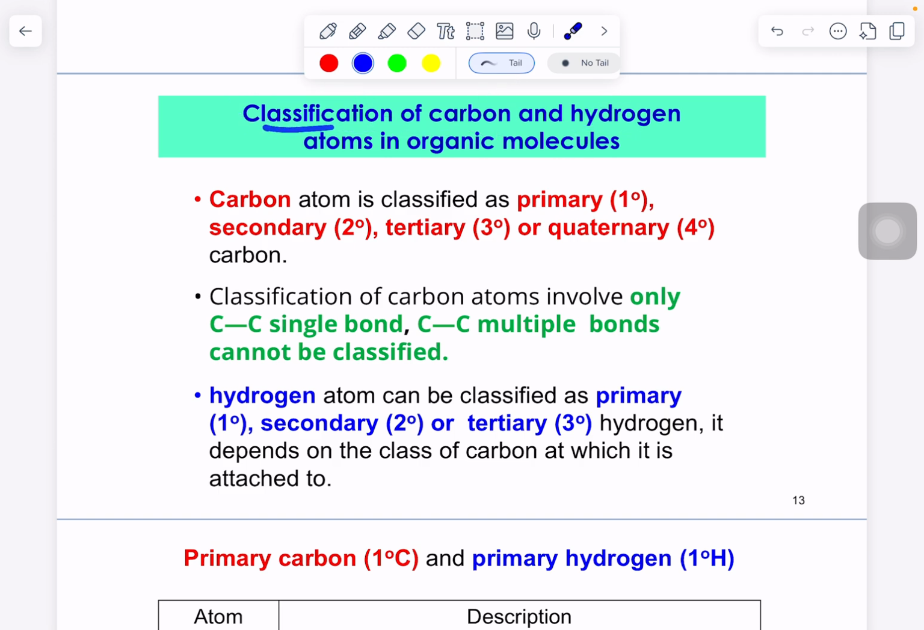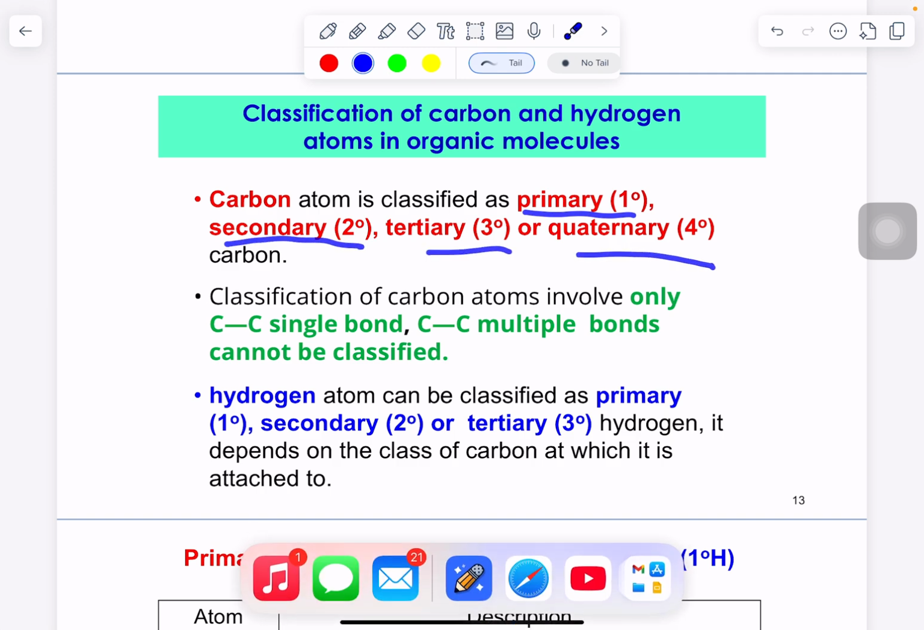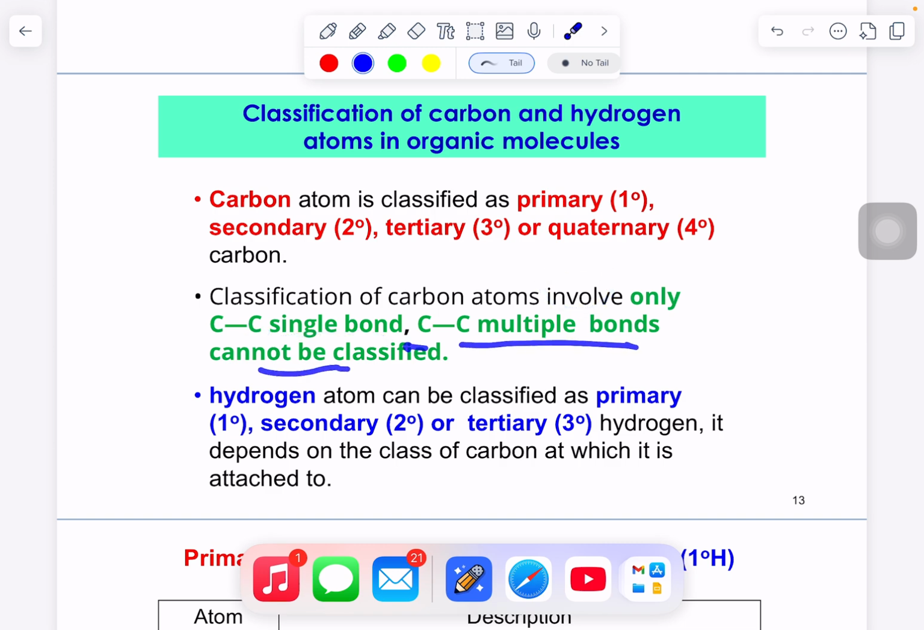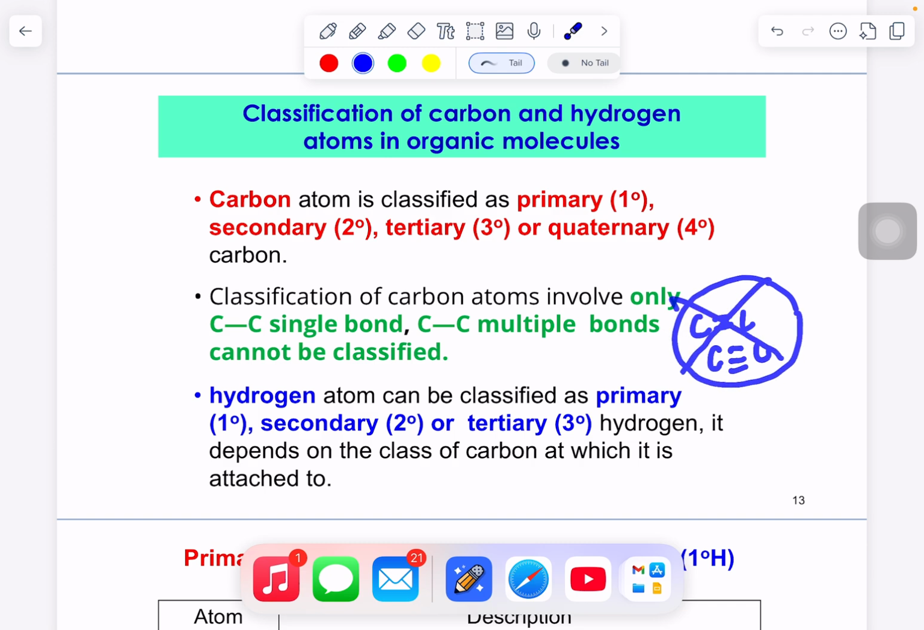How to classify the carbons? You have to check whether the carbon is a primary carbon, secondary carbon, tertiary or quaternary carbon. The classification only involves single bonds. Multiple bonds cannot be classified. What is the meaning of multiple bond? Multiple bond means carbon with a double bond or carbon with a triple bond. So if you see carbon double bond or carbon triple bond, you don't have to classify, tak boleh.